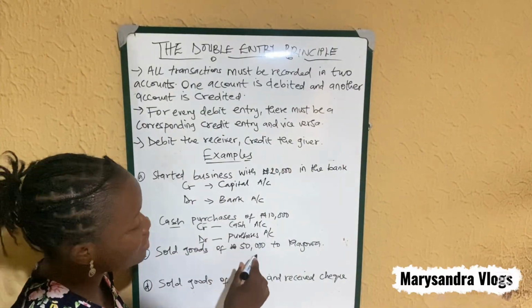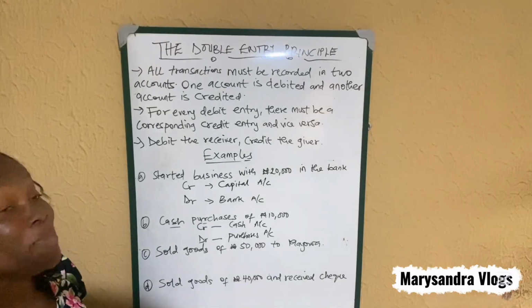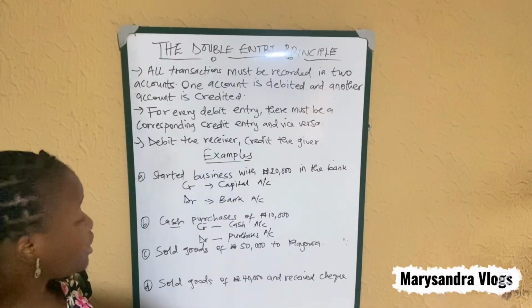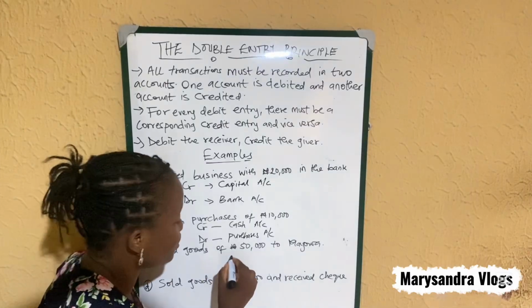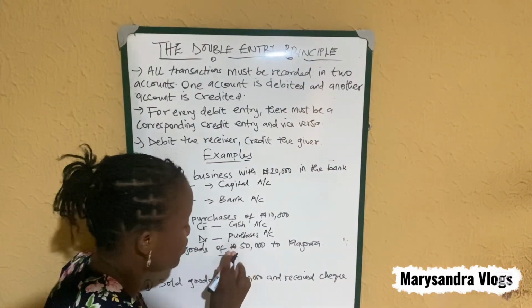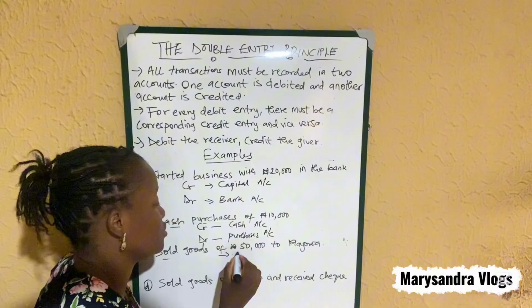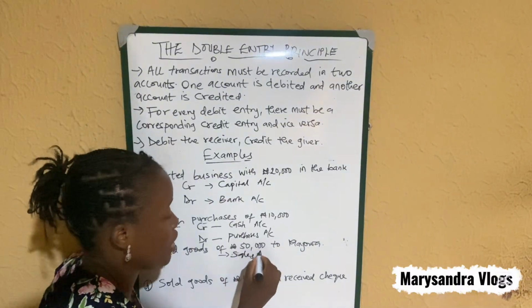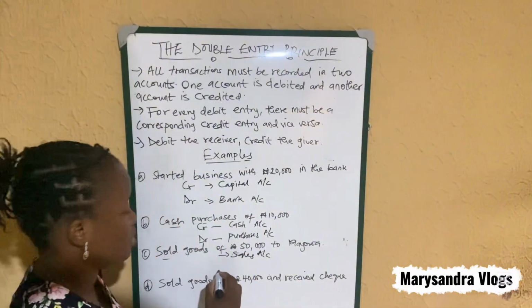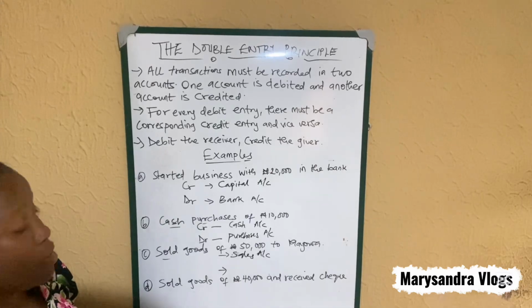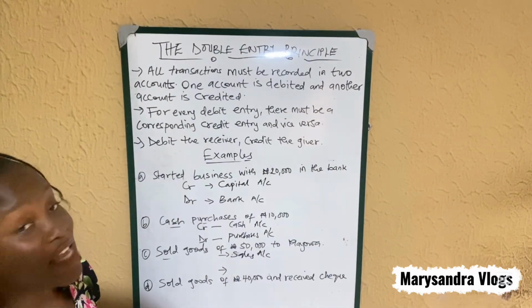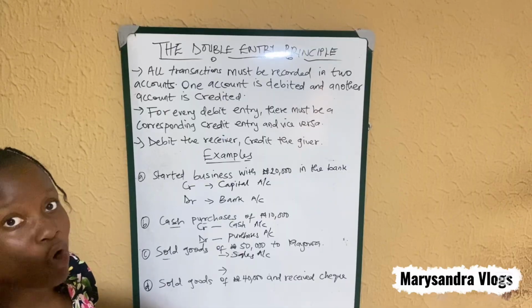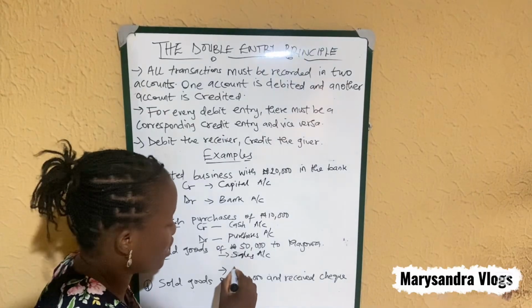Illustration 3. Sold goods of 50,000 naira to Mayowa. You made sales of 50,000 naira to Mayowa. What are the two accounts here? When you sell goods, we call it sales account. We have sales account, and Mayowa, because it was not specifically mentioned if it is cash or cheque. So we have Mayowa.